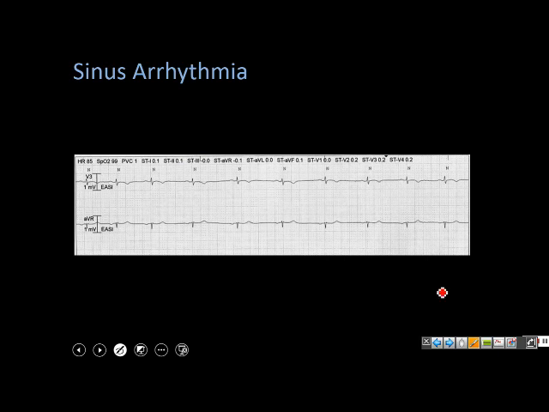And here's an example of sinus arrhythmia. You can see here the R to Rs get longer and longer, and then they gradually begin to get a little shorter again. But the P waves look the same for each one of these. Those are the two important things to recognize about sinus arrhythmia.